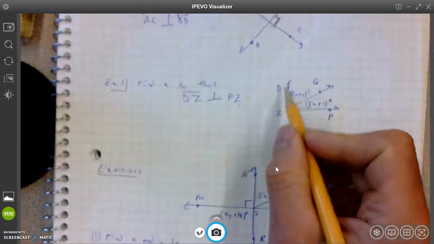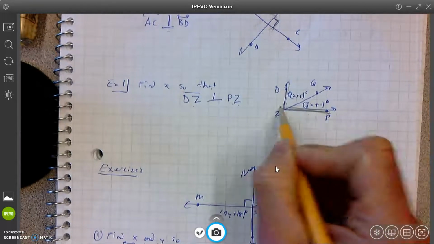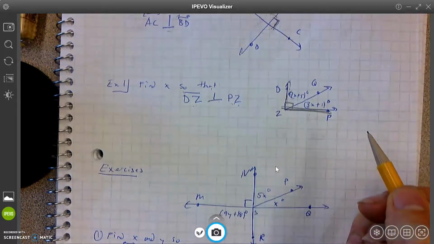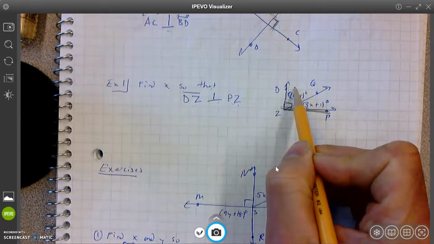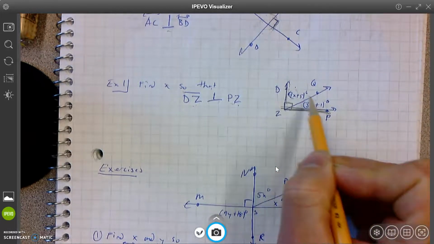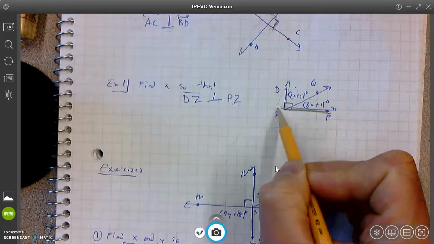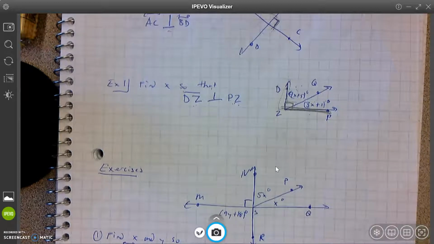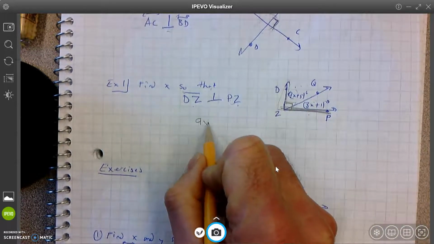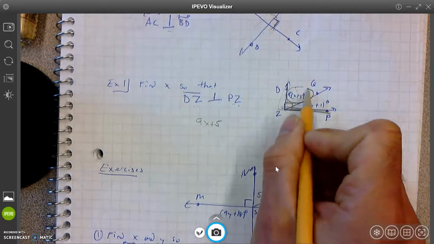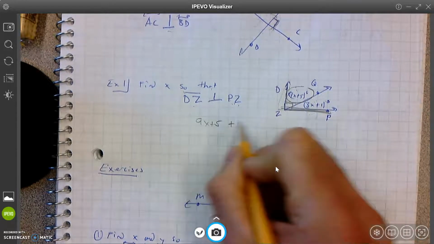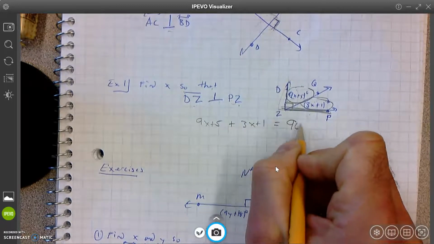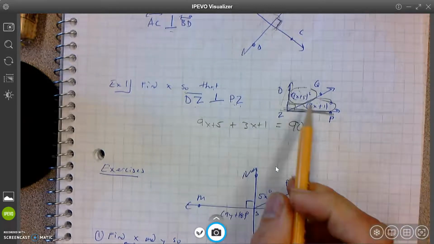So in order for DZ and PZ to be perpendicular, what does this have to be? Yeah, 90 degrees. So that means that this angle and this angle have to add up to 90 degrees, because if they're perpendicular, this angle here is 90 degrees. Okay, so that would mean that 9x plus 5, whatever this angle is, plus this angle, which is 3x plus 1, equals 90 degrees. These are also called complementary.